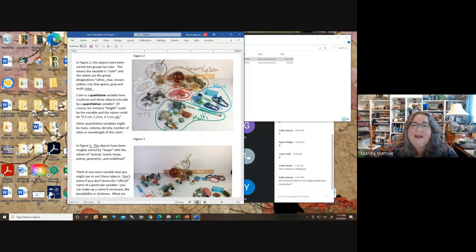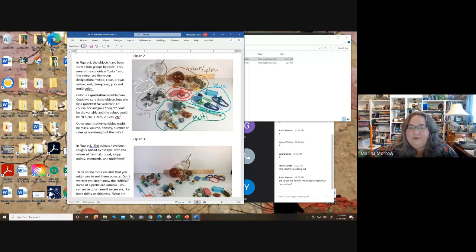I could have made a separate blue pile and a separate green pile, so if you were doing this, you might separate it out more. I've got a multicolored pile, okay? The idea is that these groups that you put them in, those are the values. So the variable is color, white is one of the values, red is one of the values. And color, of course, is qualitative.